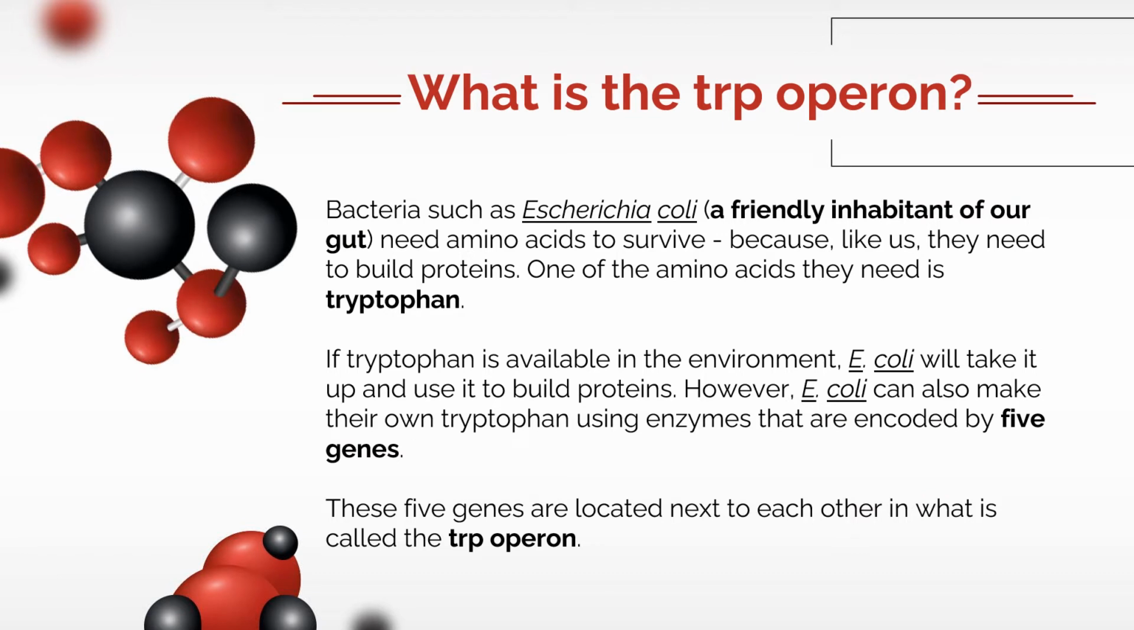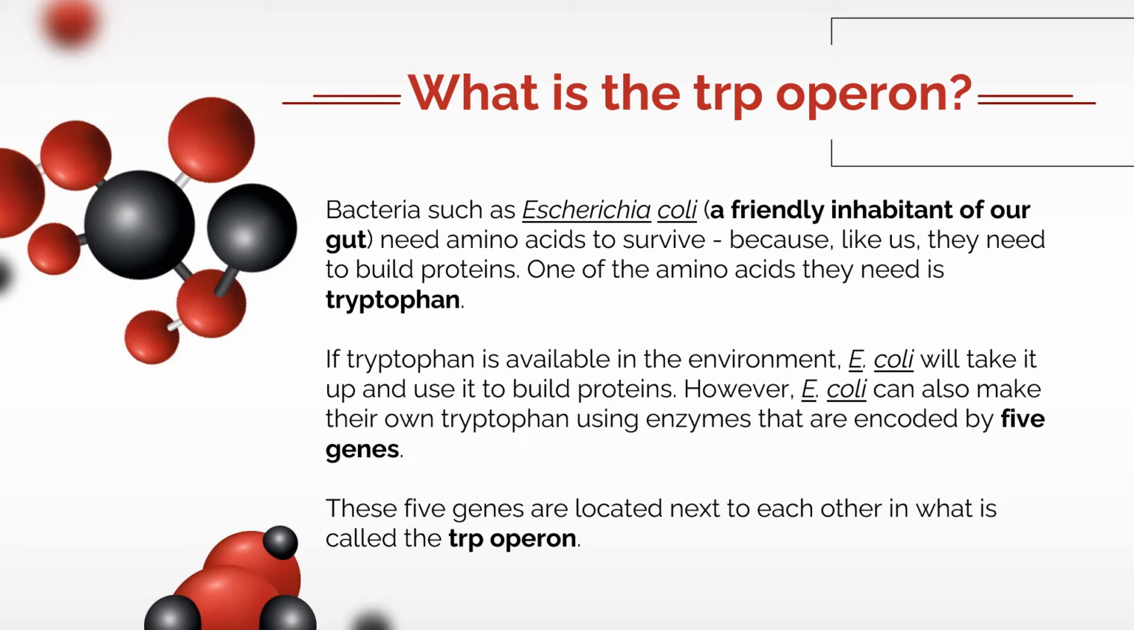As we have already talked about the basics of the trp operon, it is found in bacteria such as E. coli, it is required by E. coli to survive in the environment, it is required for the regulation of the amino acid tryptophan, and it is regulated by the attenuation method.